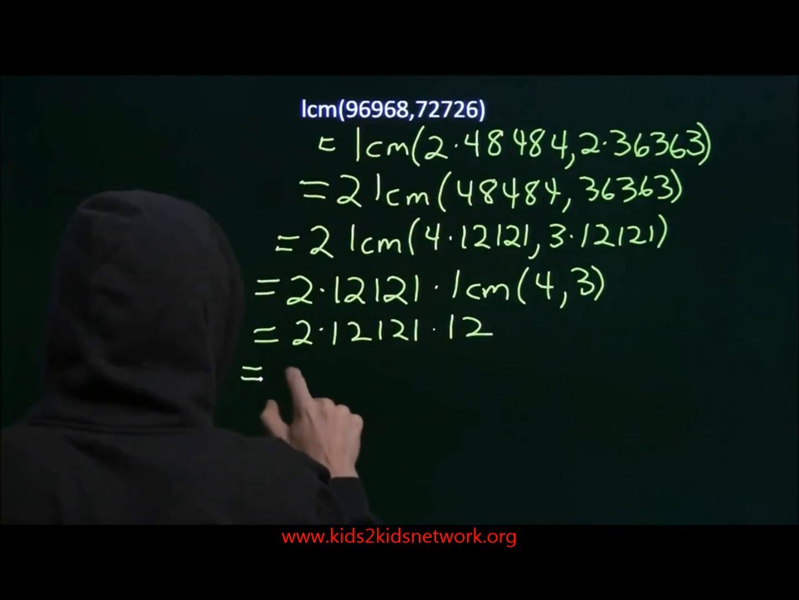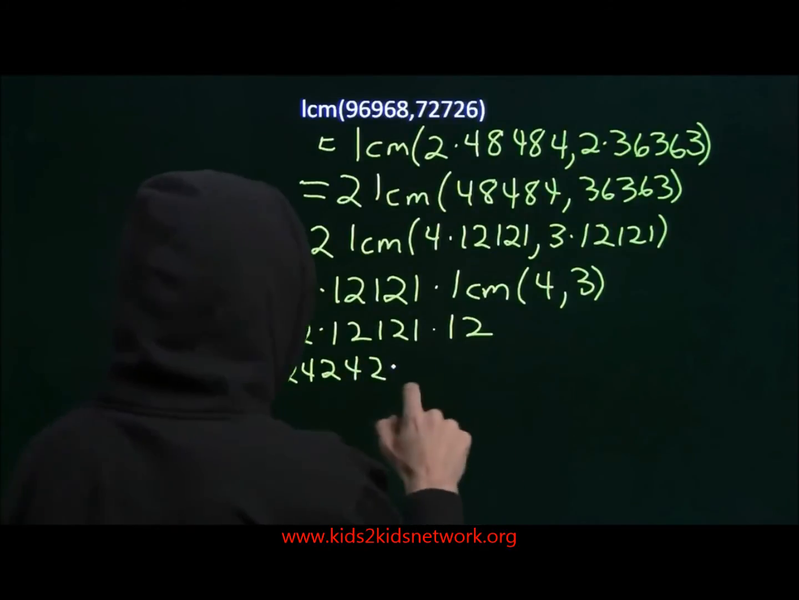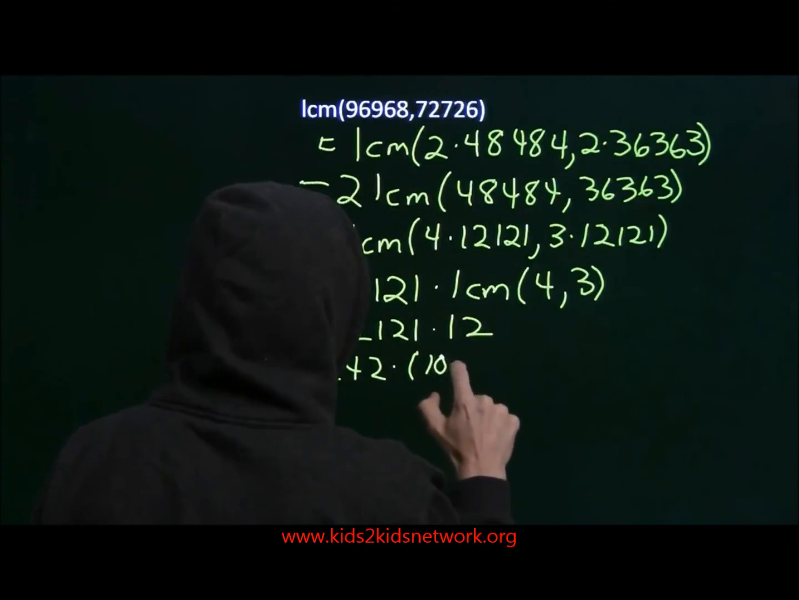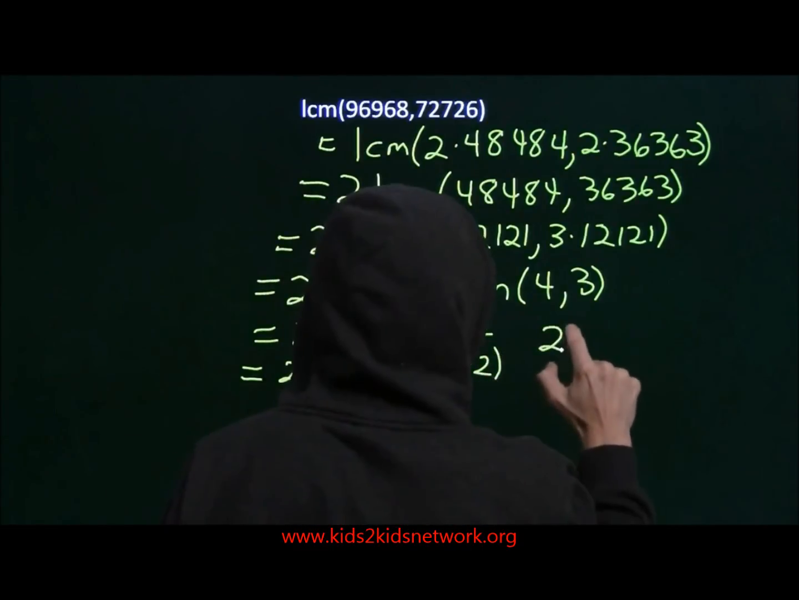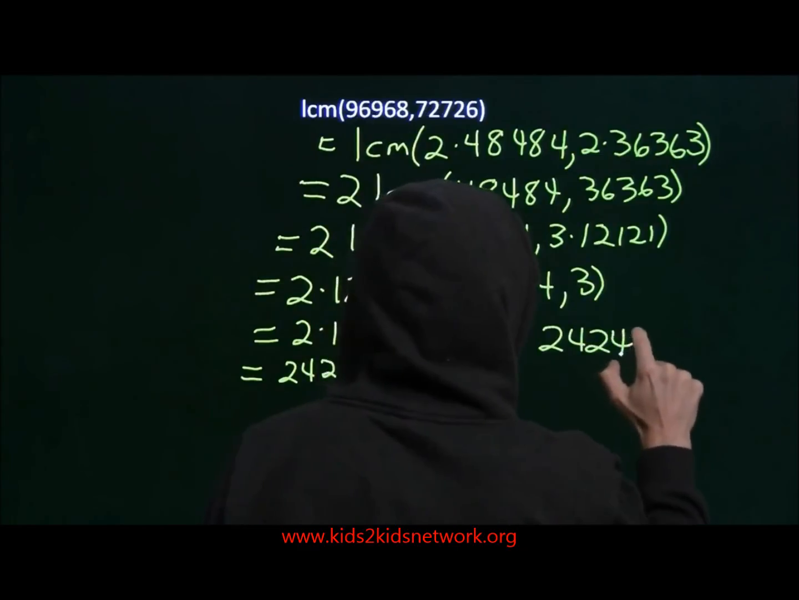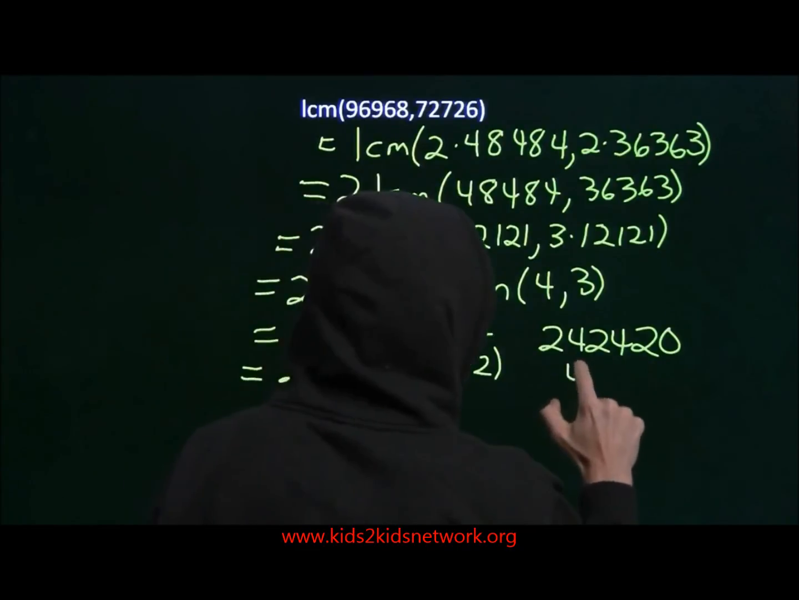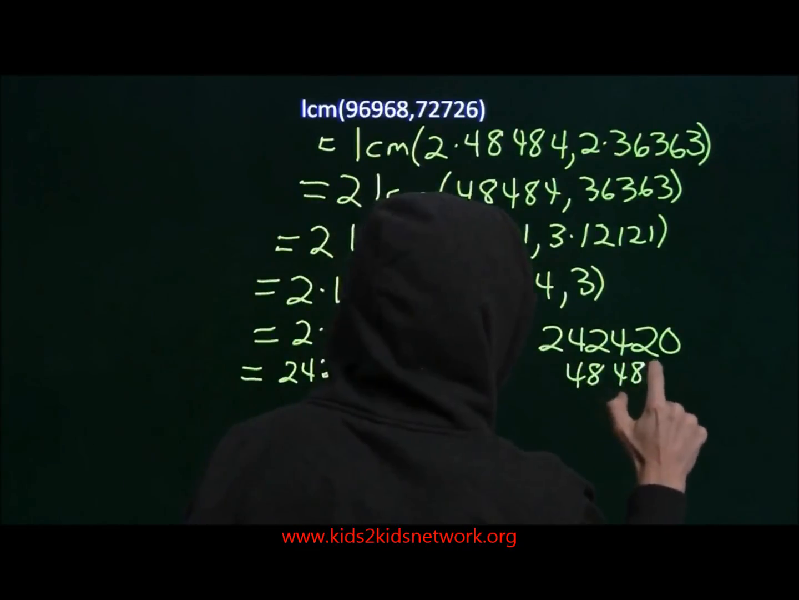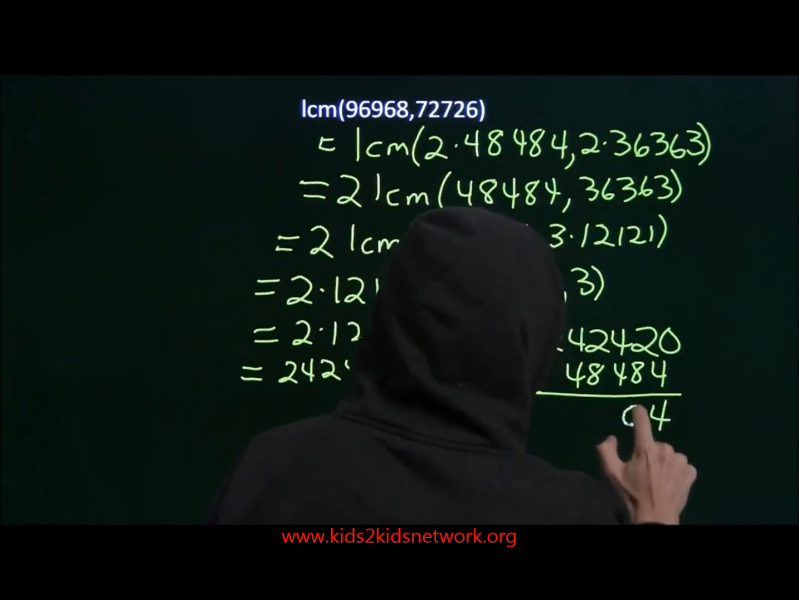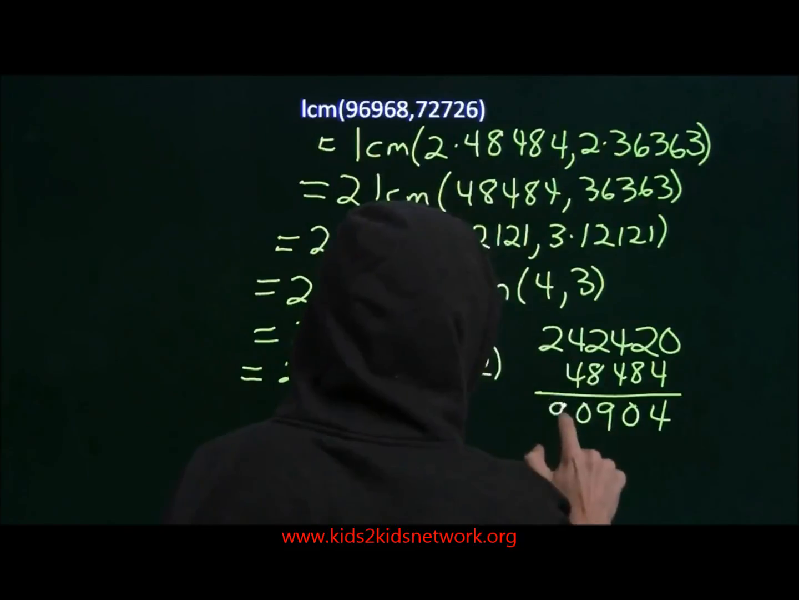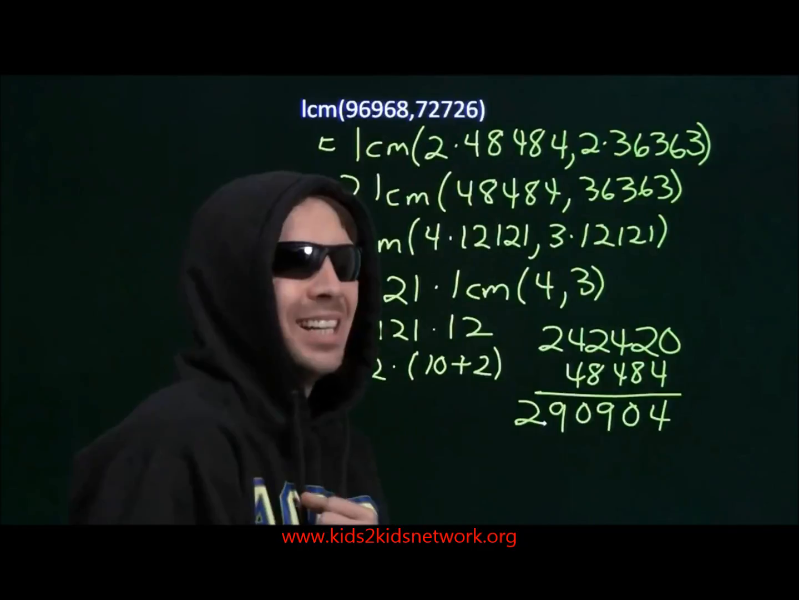Now I can just multiply this out. 2 times 1, 2, 1, 2, 1 is, of course, 2, 4, 2, 4, 2. I'm going to write this 12 as just 10 plus 2. That makes figuring this out much easier. 2, 4, 2, 4, 2 times 10, we just stick the 0 on. And then times 2, that's 4, 8, 4, 8, 4. Just throwing a little distributive property your way. We just add those up. 4, 0, 9, 0, 9. And there's our answer, 290,904, and we're done.